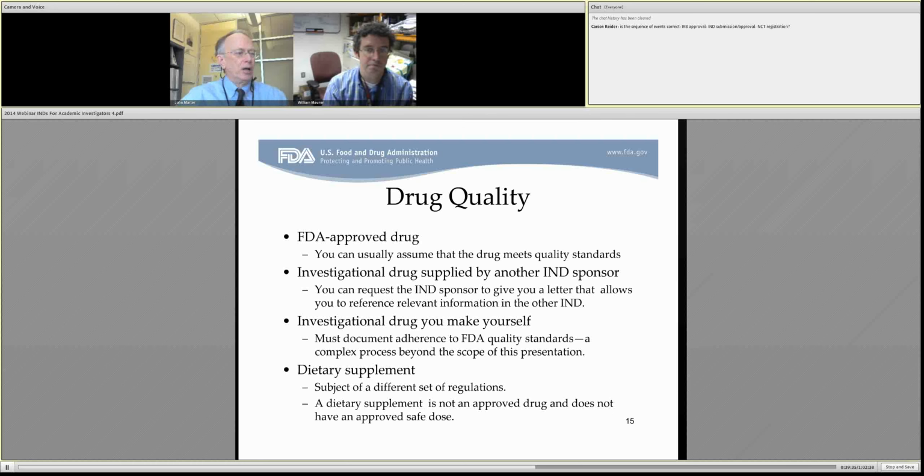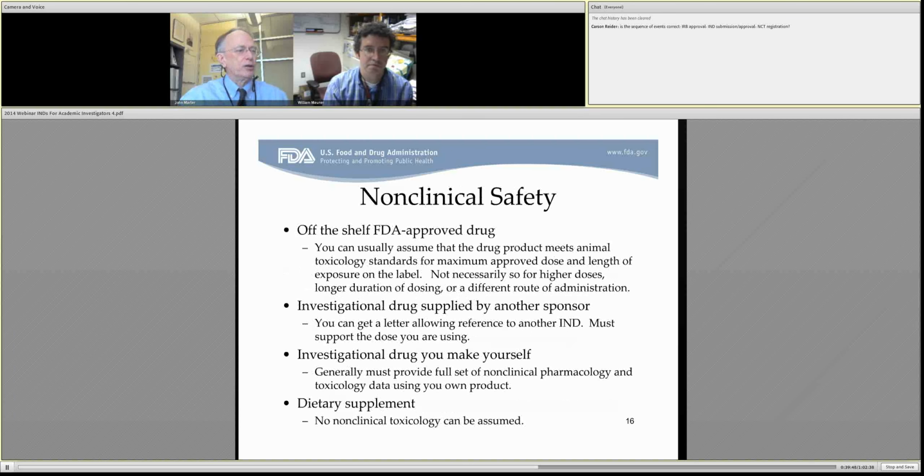But tread with caution when you're talking about using something that doesn't have an FDA-approved label for a particular indication and an approved dose on it. Non-clinical safety, this is animal testing. Off-the-shelf FDA-approved drug, the drug label takes care of that. You can put a blank sheet behind that item or a blank space on the outline.